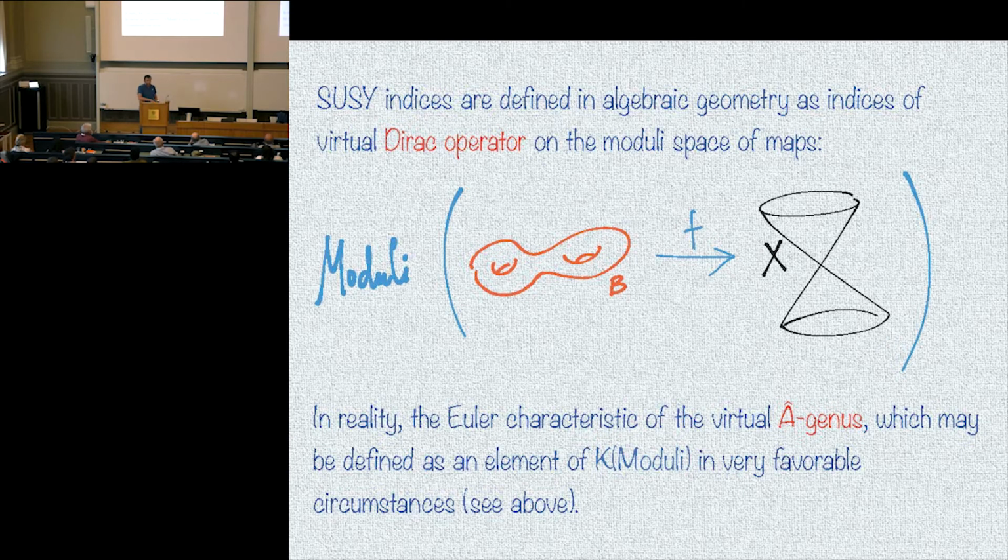And this is much more subtle than the virtual fundamental class, and so in algebraic geometry there are many different moduli spaces. The existence of Dirac operators, the existence of favorable properties of this virtual A roof genus is a much more subtle question than existence of a virtual fundamental class.